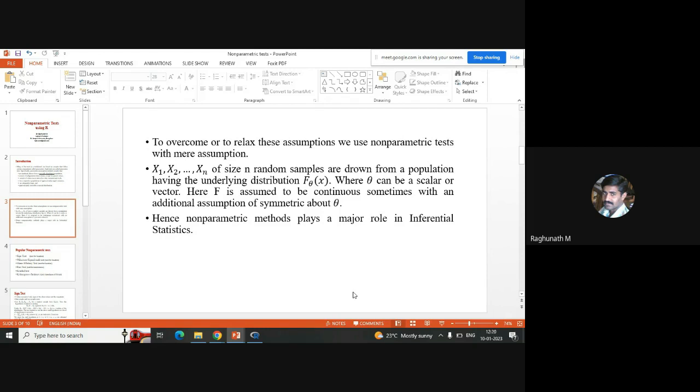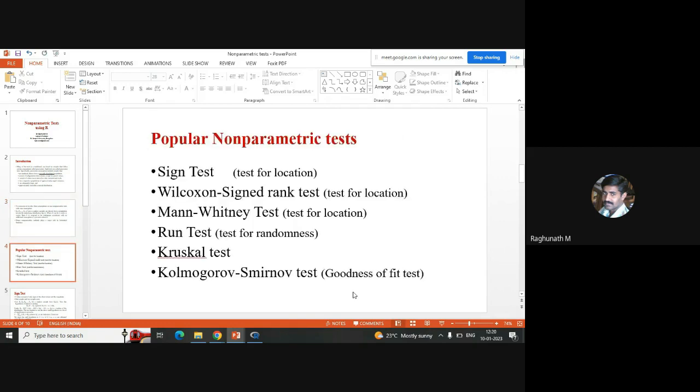To study this, there are some tests available. The very popular tests are the sign test, that is a test for location, which I'm going to talk about. The Wilcoxon signed rank test is one of the celebrated ones. Frank Wilcoxon, he is a scientist, a biologist, the first person who developed this test using signed ranks.